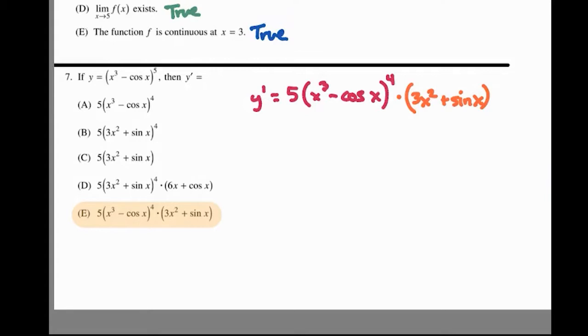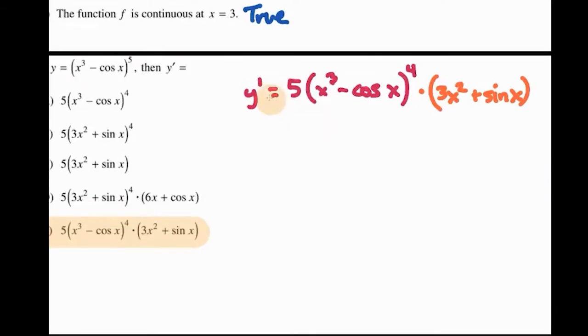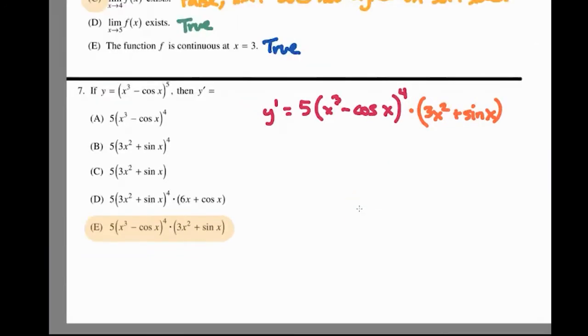All right. So I broke down the layers of the derivatives here. So in red, it's that outside layer of the 5. We brought the 5 down, minus 1 from the power to get the 4 up there. And then I multiplied by the inner derivative of the x cubed minus cosine x, which is 3x squared plus sine x. So your answer should be E for that one.